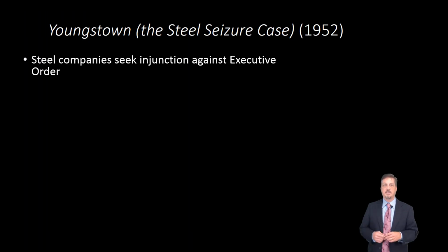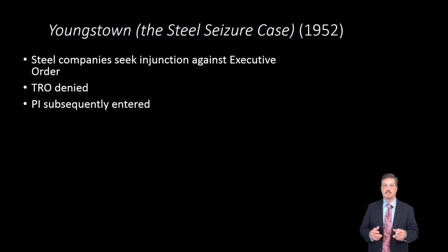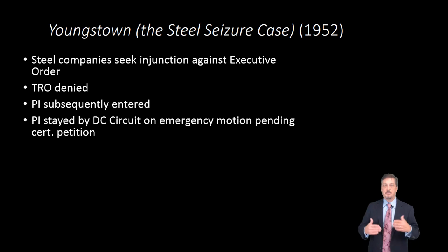The steel companies immediately filed a lawsuit seeking an injunction against enforcement of Executive Order 10340. A motion for a temporary restraining order was heard the day after the executive order was issued. That motion was denied, but shortly thereafter, the trial court issued a preliminary injunction against the executive order. On an emergency motion, the Court of Appeals for the D.C. Circuit stayed the preliminary injunction pending review of a certiorari petition by the Supreme Court.